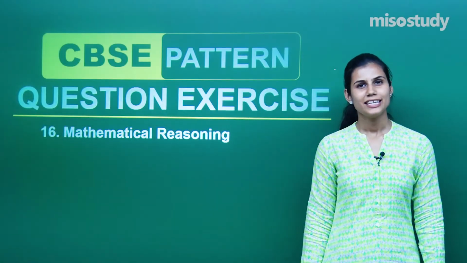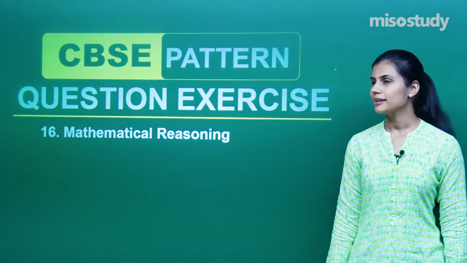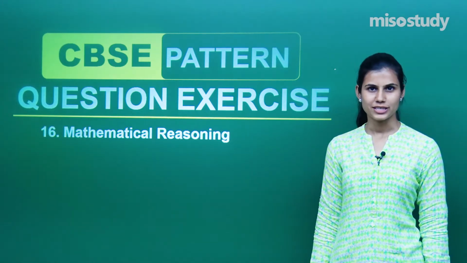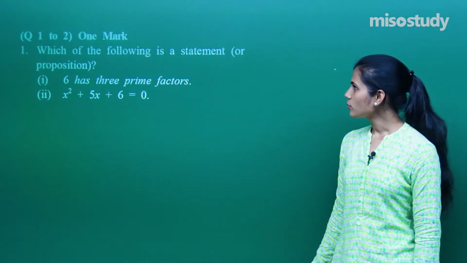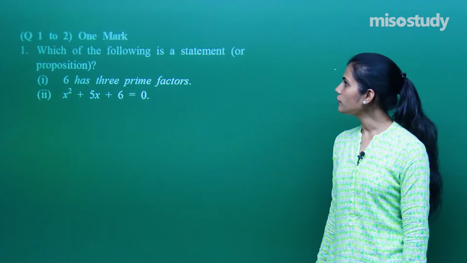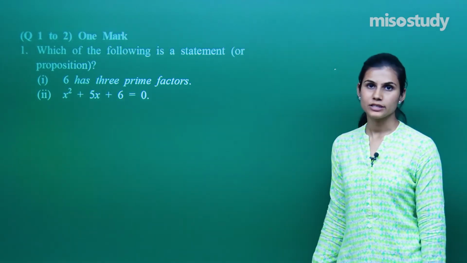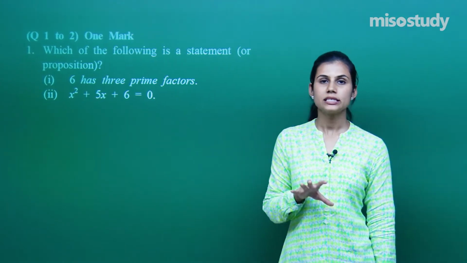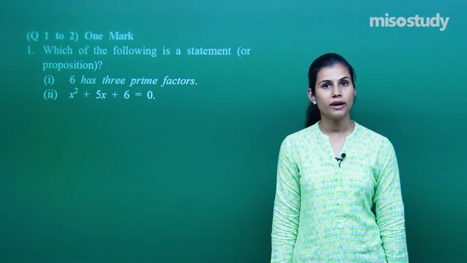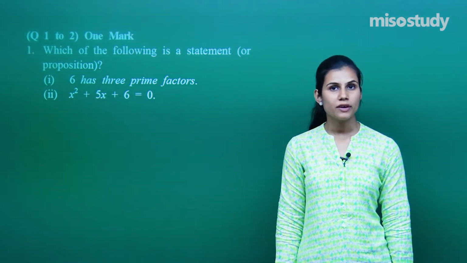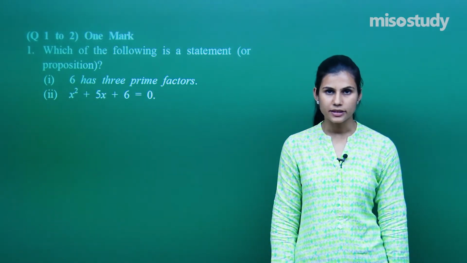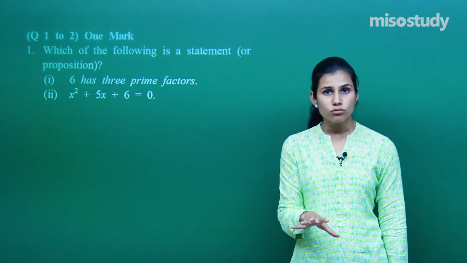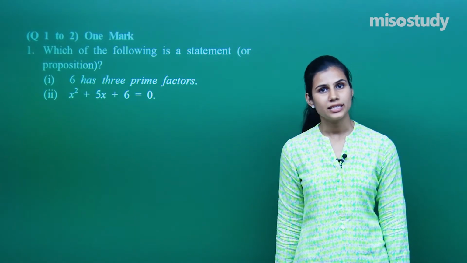Hi everybody, let's begin our discussion over the CBSE pattern question exercises for mathematical reasoning. The first question for 1 mark says, which of the following is a statement among these two? Now for a statement, you know that a sentence is declared to be a statement provided it holds a truth value. If it fails to hold the truth value, it is no more a statement.